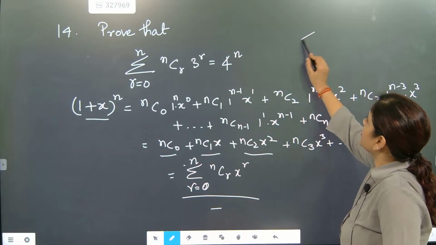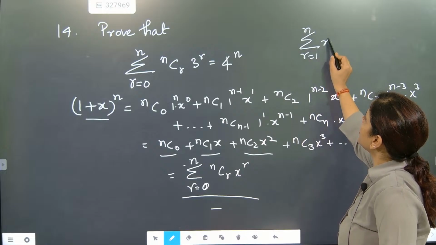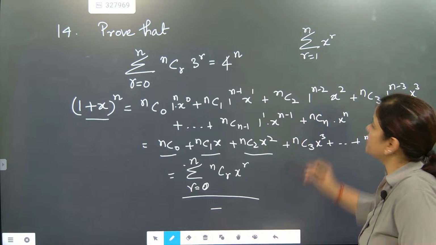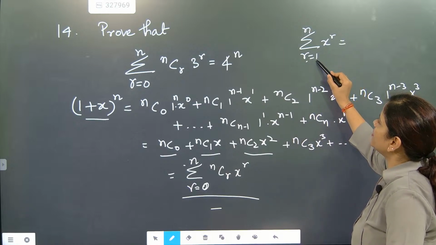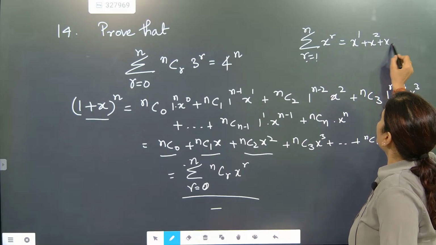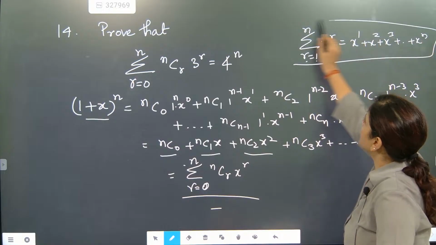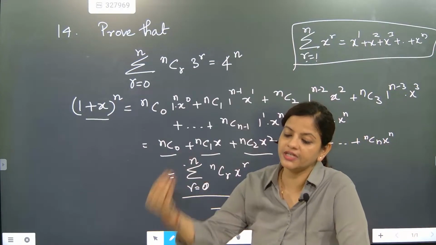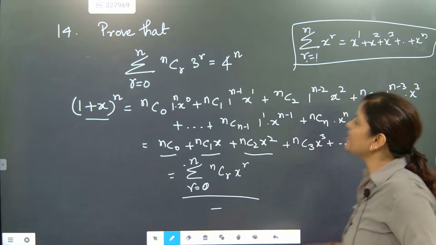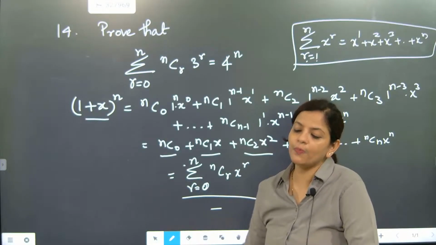See, understand one thing. If you write summation r is equal to 1 to n x to the power r, then how is it opening? First understand. First the r value is 1, then the r value will become 2, then 3, till the r value becomes n. This is summation. Summation means the sum of all the terms. So when you write r is equal to 1 to n x to the power r, it will expand and open like this.